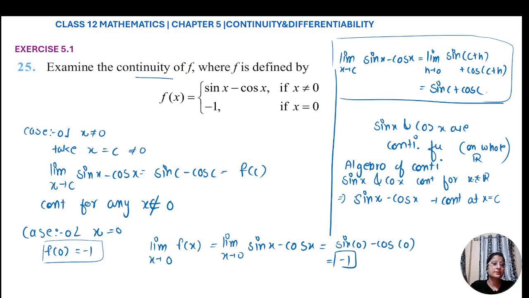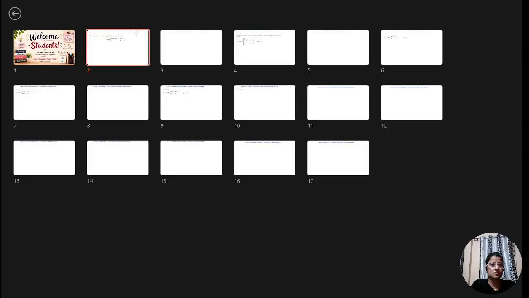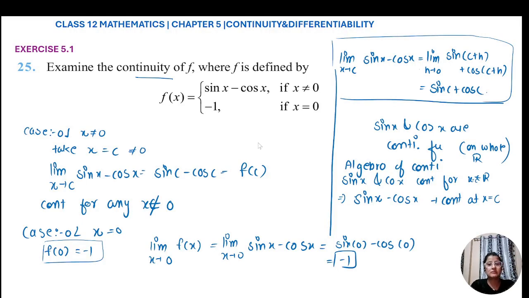What I'm trying to say is that whenever you have a trigonometric function, you can directly use that they are continuous in their domain, if the question is not specifically asking you to prove that. Otherwise, you can use them directly. In such questions, trigonometric functions are very useful. It is very useful to know that they are continuous, so that you can use the algebra of continuity, as I have used here, wherever you want to check the continuity of the function.